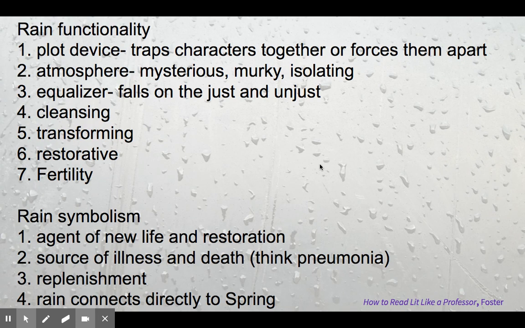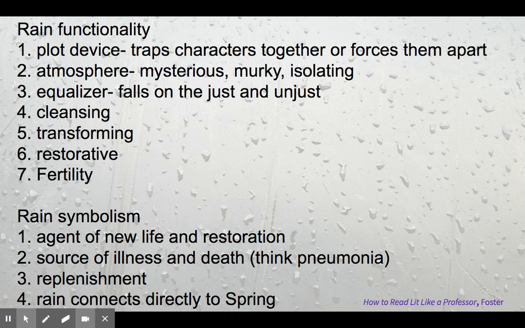But there are tons of people who've written information about this. Rain, for instance, just think about the symbolism and the importance of rain, right? Rain, like we saw in Jurassic Park, as a plot device, is trapping those characters. It's literally bogging them down. It's also creating this mysterious and kind of murky atmosphere as well. Rain falls on everybody, whether you're a good person or you're a bad person, whether you're a murderer or you're a victim, the rain falls on all of us. Rain is also cleansing, right? It's transformative. It's restorative. It's a symbol of fertility. We await the monsoon rains every single year because we're expecting them to bring life and sustenance with them, right?